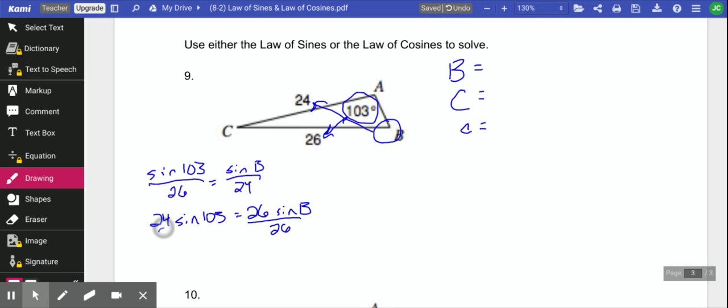I'm going to divide both sides by 26, and then put that in the calculator. Make sure you close those parentheses. So 24 sine of 103, close parentheses, divided by 26, get 0.8994. You're going to do the inverse sine of that number and get 64 degrees.